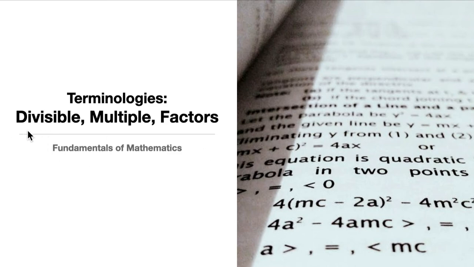We have finished and clearly discussed what it means when you say a number is divisible, a number is a multiple, or a number is a factor of a number.